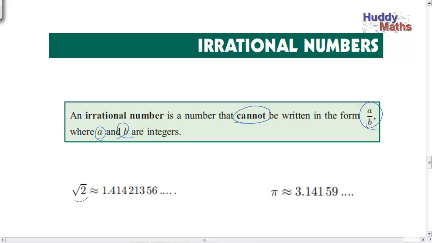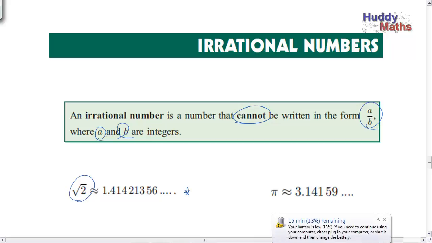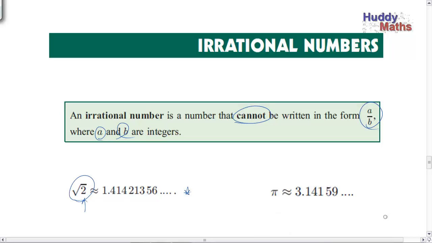But the square root of 2 just keeps going. That number which multiplied by itself gives 2 is a non-terminating, non-recurring decimal. It just keeps going.